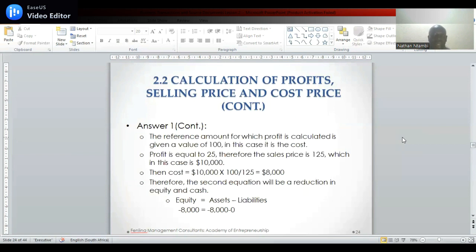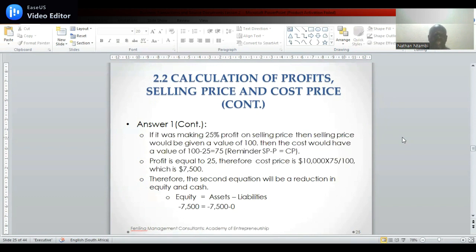Then, the reference amount for which profit is calculated is given a value of 100. In this case, it is the cost. Profit is equal to 25, therefore the sales price is 125, which in this case is 10,000. Then cost is 10,000 times 100 over 125, which gives us 8,000. Therefore, the second equation will be a reduction in equity and cash, which is minus 8,000 equals minus 8,000 minus liabilities.